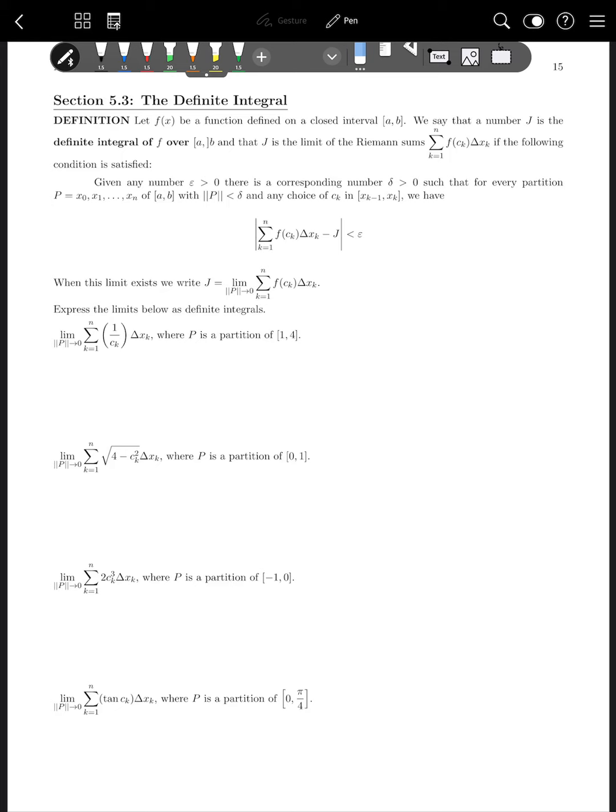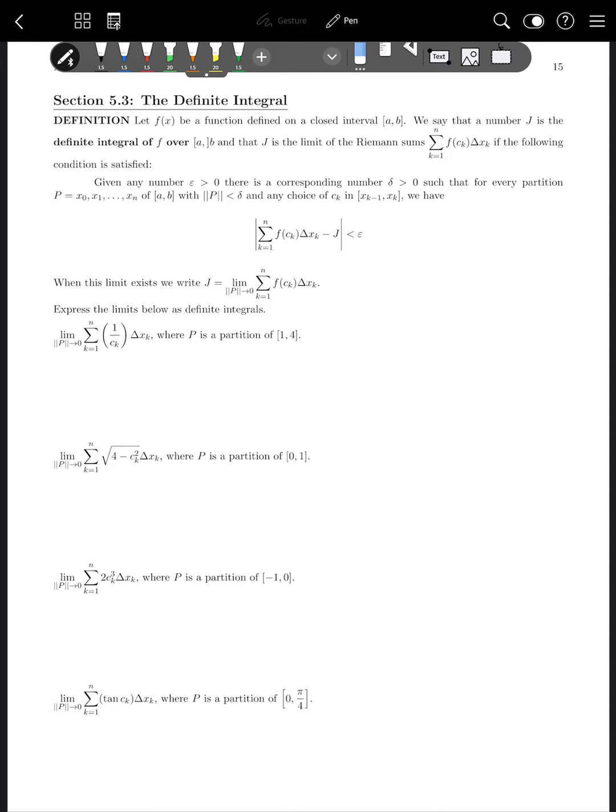So let f of x be a function defined on a closed interval a, b. Then we say that a number J is the definite integral of f over a, b, and that J is the limit of the Riemann sums from k equals 1 to n of f of c sub k delta x sub k, if the following condition is satisfied.